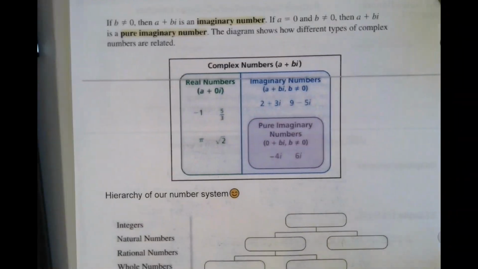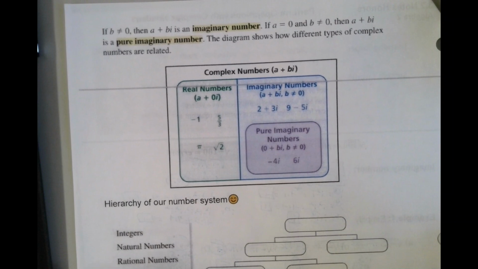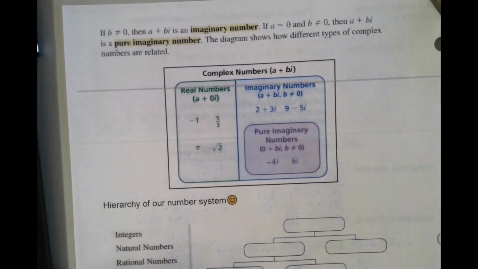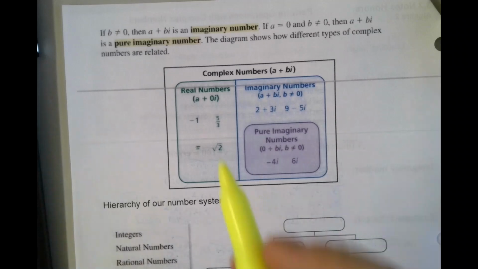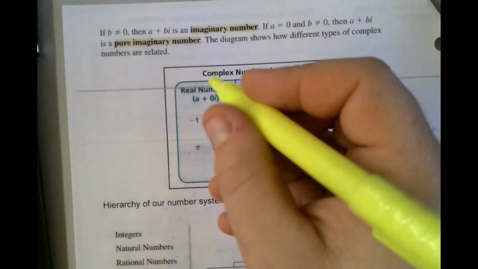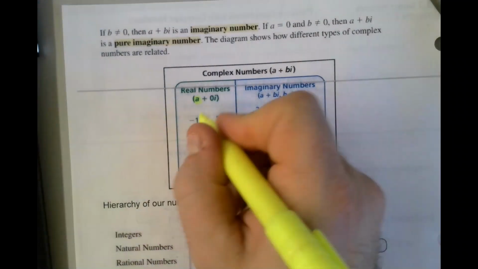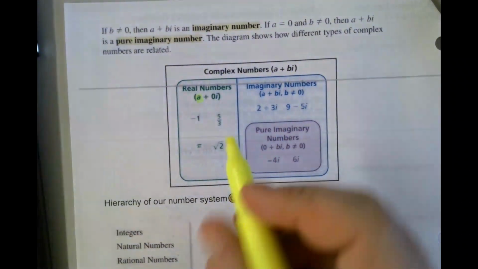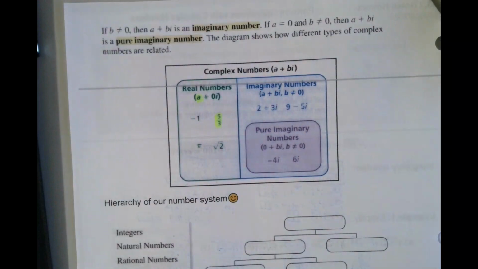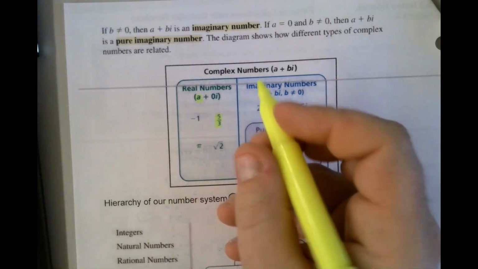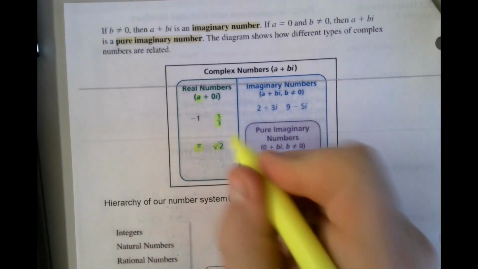So when we start looking at these, what you're seeing is there's an organized way to represent a complex number. What we see here is that a real number always has that a part out front. Real numbers can be rational, expressed as fractions. They can also be irrational numbers too, like pi and root 2.